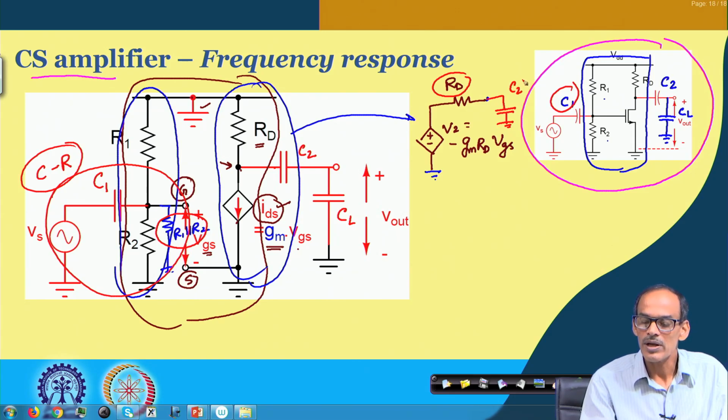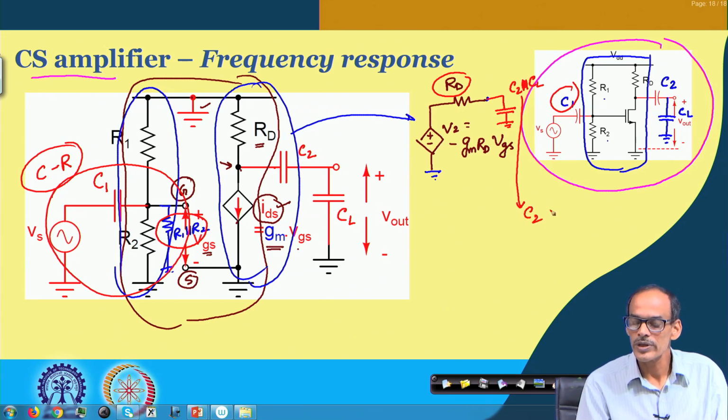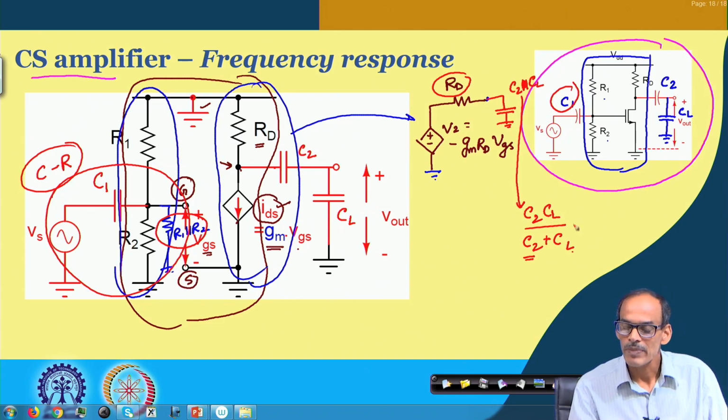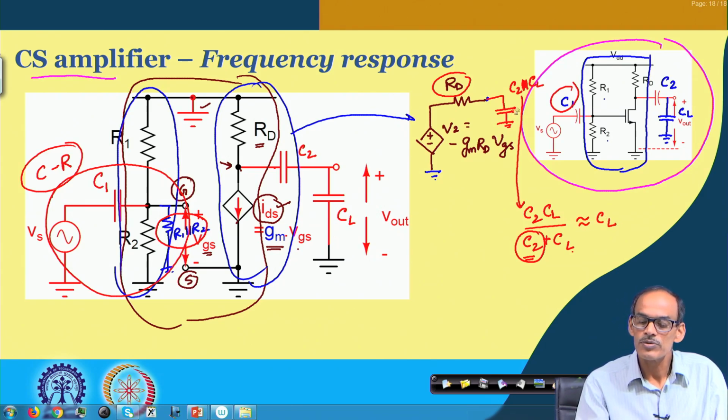basically C2 and CL, sorry, this is in series. So, its expression is C2 into CL divided by C2 plus CL. Typically, this CL is much smaller than C2, rather C2 is much higher than CL, and this part dominates. As a result, this becomes approximately CL. So, we can say that at the output we do have approximately CL.